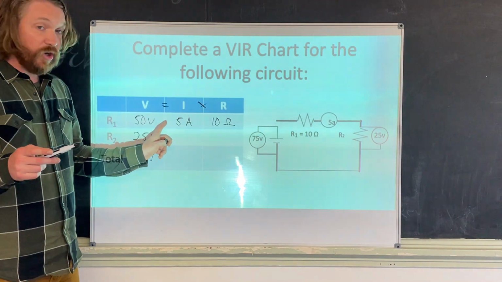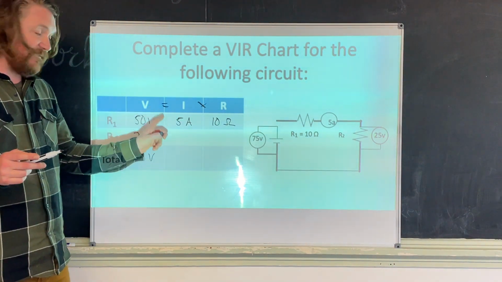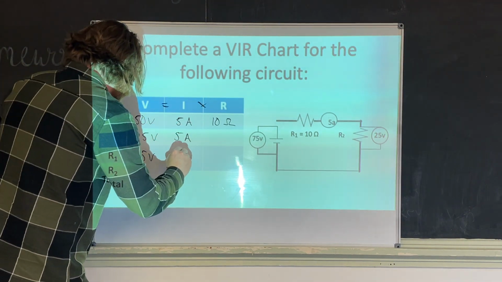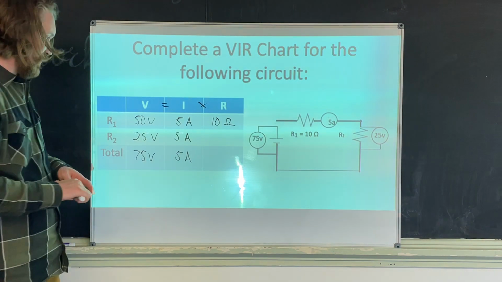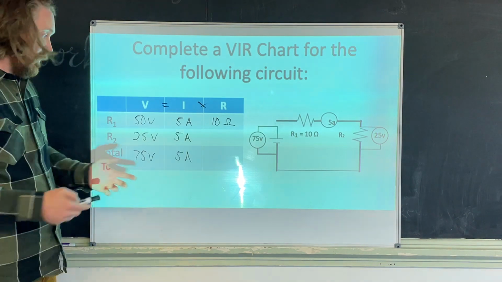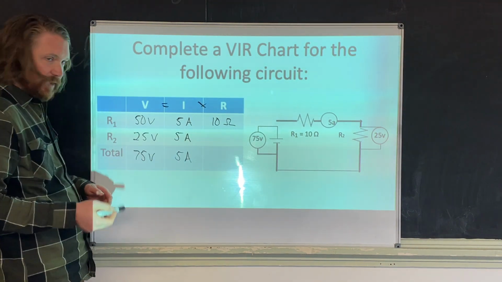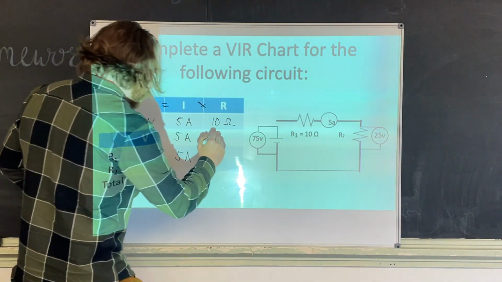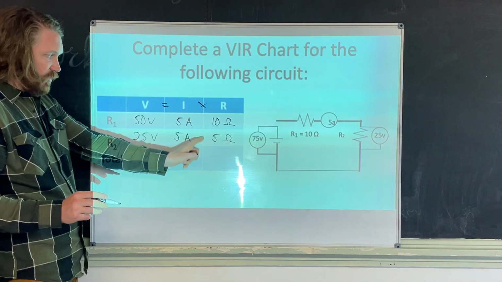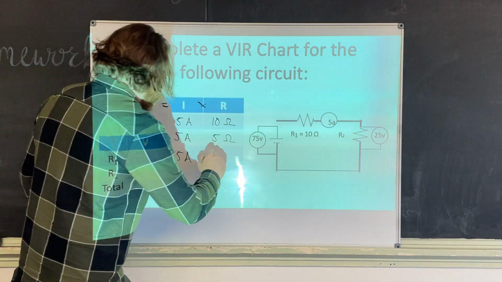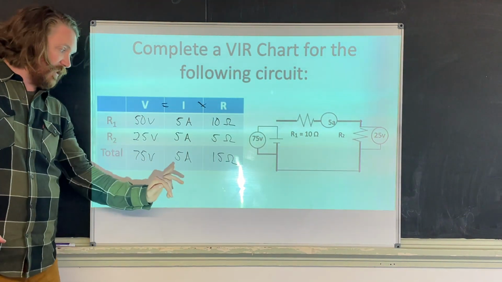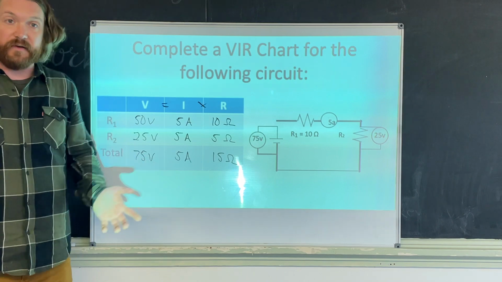Well, remember, the current is the same everywhere. So if I have 5 amps of current at the first resistor, I have 5 amps of current at the second resistor, and 5 amps of current at the third resistor. Now, wherever I have 2 numbers in a row, I can fill that out. What times 5 is 25? Well, 25 divided by 5 gives me 5. And now if I add up my resistors, 10 plus 5 gives me my total resistance, which is 15. And you can double check yourself because 15 times 5 equals 75.